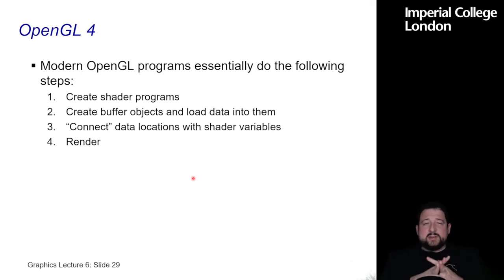So very modern OpenGL graphics programs do basically the following. You always create a shader program, create buffer objects and load data into them, and then connect data locations with shader variables. This is also what you do in the ShaderLab framework, but it's a bit odd in the ShaderLab framework, and in ShaderLab web actually, but it's that concept. And then you render. You prepare everything, order data, put it on the GPU, and then you render.